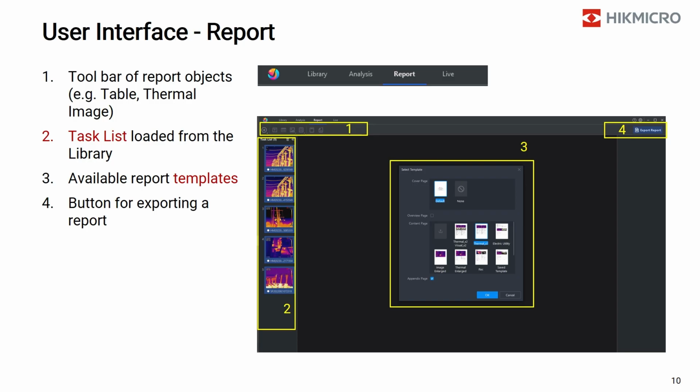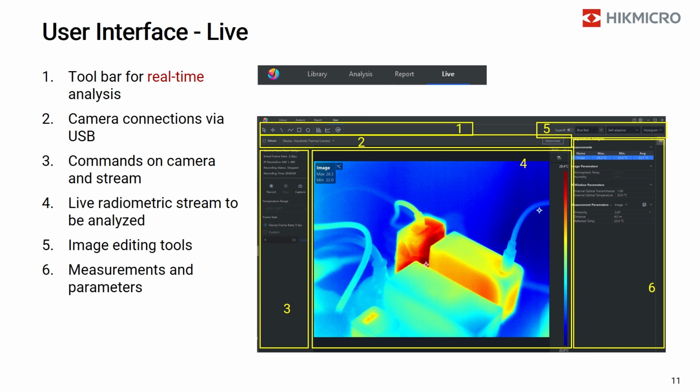Number 3. Available report templates. Users could pick up a predefined template or load a template in this section. Number 4. Click the button to export a report to PDF or an editable file format. The last option is Live. There are mainly 6 sections in this interface. Most of them are similar to those in the analysis interface.